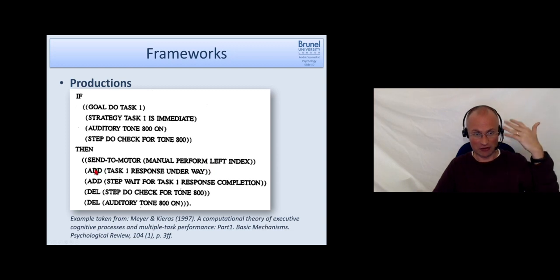This information should be added to our working memory. Task 1 response underway, and this stays in working memory and may then be the condition for other if-then rules until I have completed the response. This is like add step, wait for task 1 response completion, because it takes a while to press a button. And we delete from working memory that we should check for the tone of 800 Hertz, which was our goal to do the task, and that the tone is actually on.